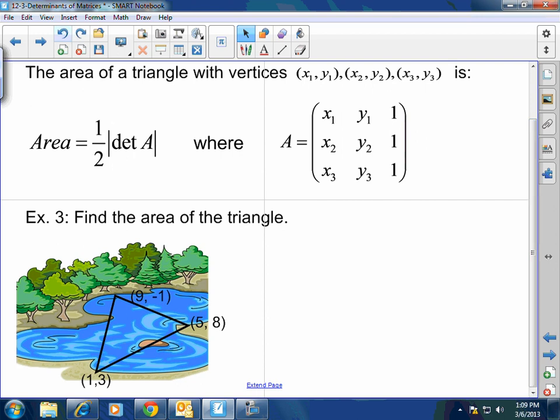So, don't laugh at my little lake drawing here. I know it's not the best.